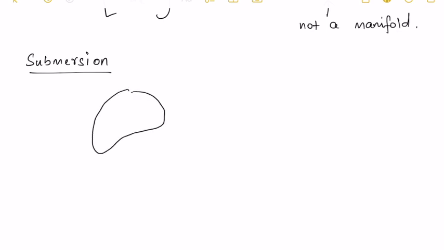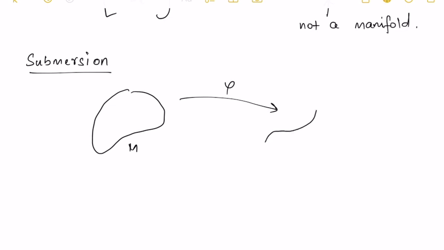Now let's look at submersion. Okay, it's a similar concept, but submersion is defined between two manifolds if the mapping function is going from a higher dimension manifold to a lower dimension manifold. Okay, so in immersion we had the function going from lower dimension manifold to an equal or higher dimension manifold. For submersion we want it to be an equal or lower dimension manifold, right?